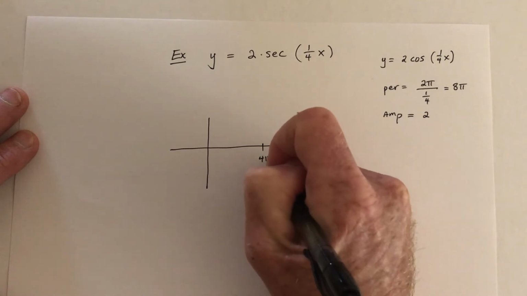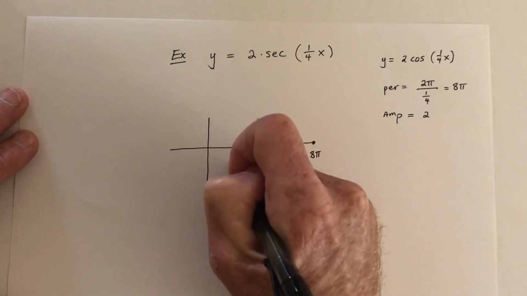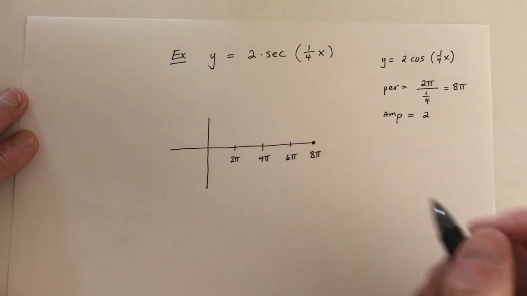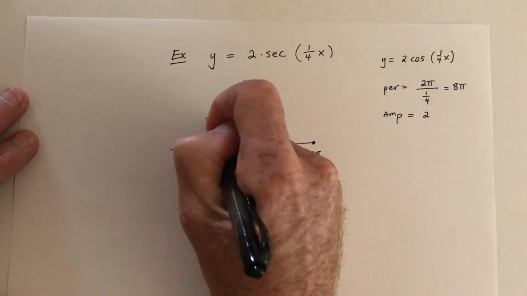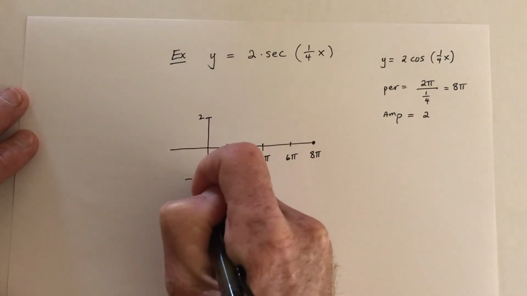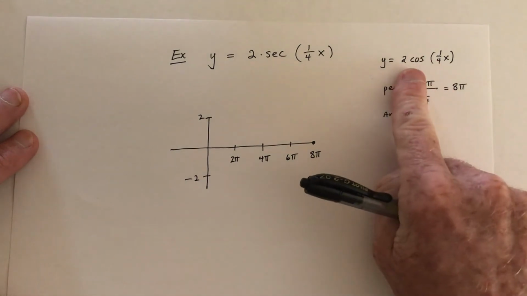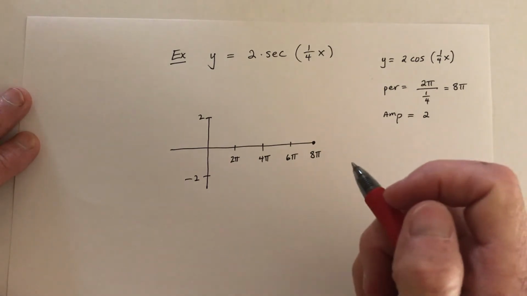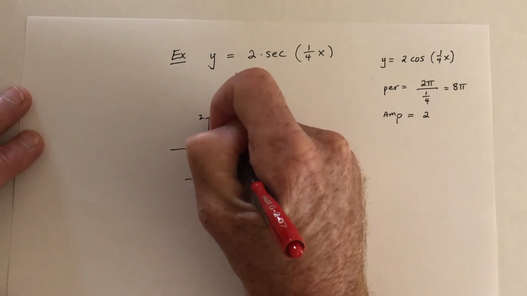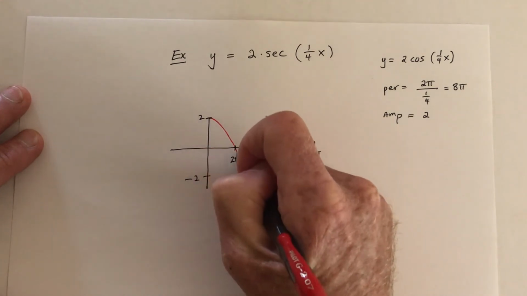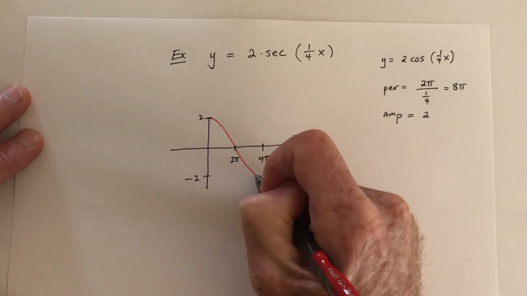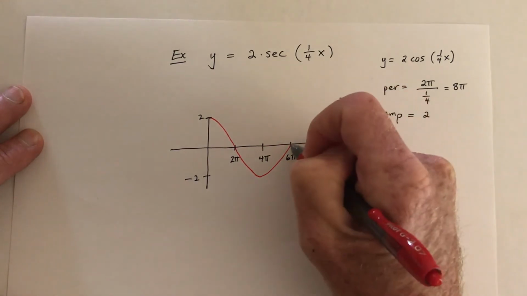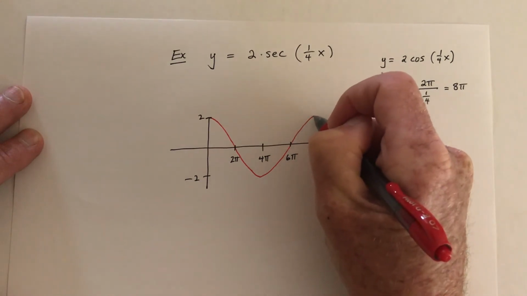In the middle would be 4 pi. This would be 2 pi. And right there between 4 and 8 would be 6 pi. And because of the 2, it's going to go up to +2 and down to -2. And then I'll just graph cosine, but using the red pen. So let's see, cosine would start at the top. It would then go down and hit the x-axis at 2 pi. It would reach the bottom right here at 4 pi. It hits the x-axis at 6 pi, and then that would be 1 cycle.